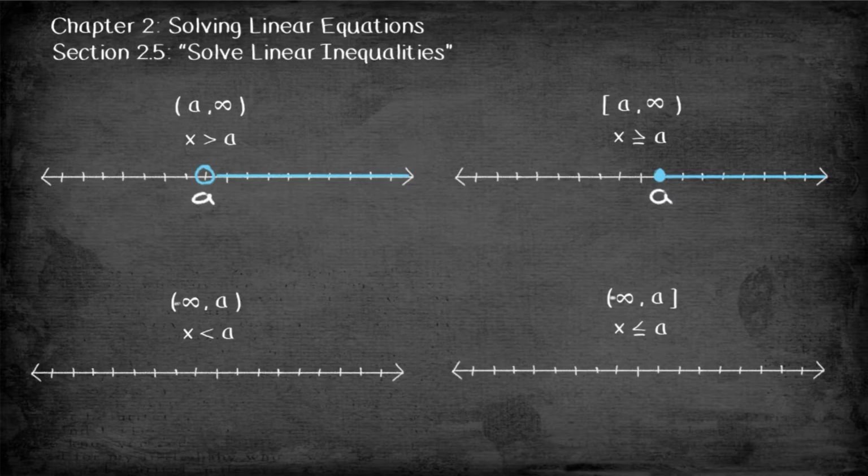In the lower left-hand corner, we have now a newer looking interval. Here we have a negative infinity, and this is read as the open interval from negative infinity to a. And this is a way of writing down the inequality x less than a. Then you draw the set negative infinity to a, similarly to the interval in the upper left corner, except the picture is going in the opposite direction. And in the lower right-hand corner, we have the interval from negative infinity to a closed.